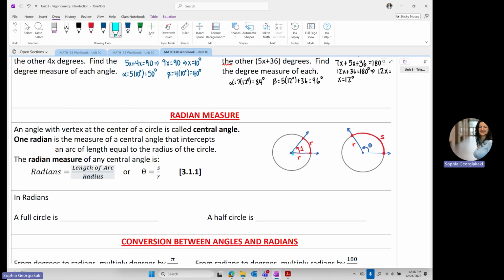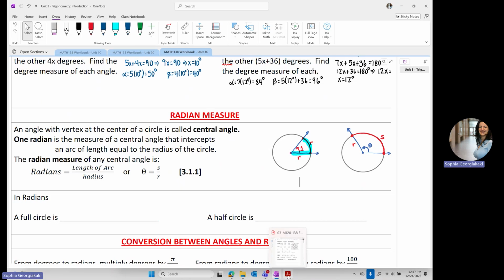So if the radius of the circle is r, we want the arc intercepted by that central angle to also equal r, have a length of r, and that will be 1 radian measure. So the radian measure of any central angle is equal to s divided by r, which is the length of the arc intercepted by that angle divided by the radius of the circle.